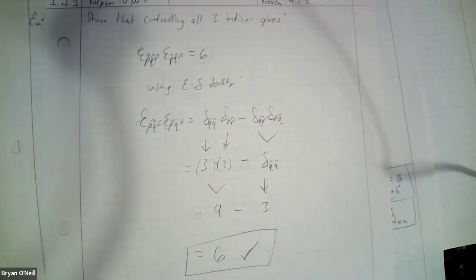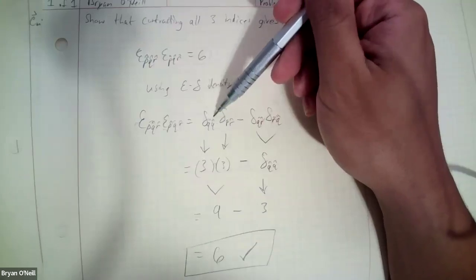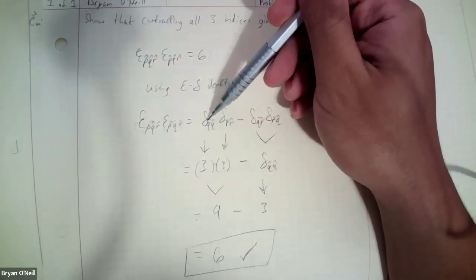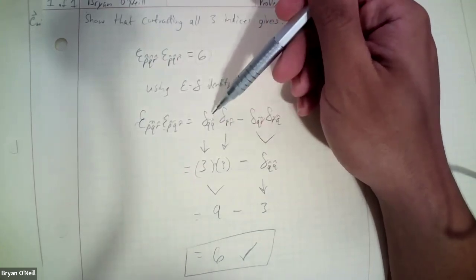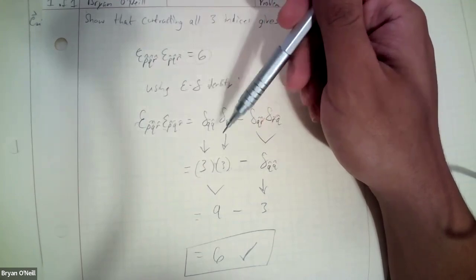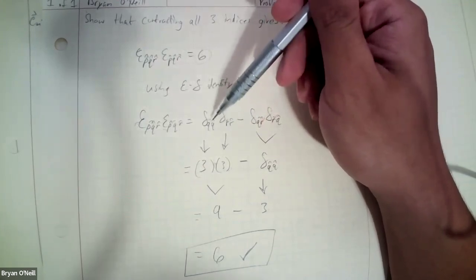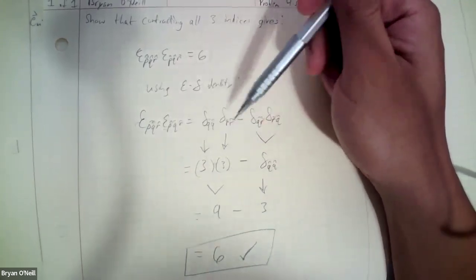So as before, if you have repeated indices on a Kronecker delta, so delta QQ, this just becomes equal to the number of values that the index is going to take, which is 3, since we have 1, 2, and 3.